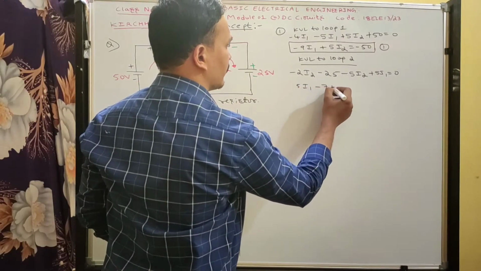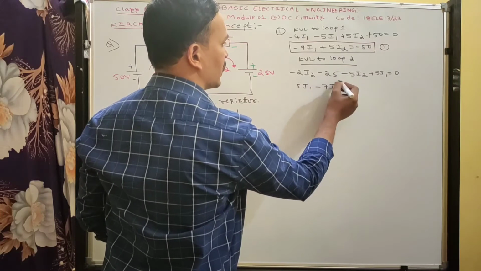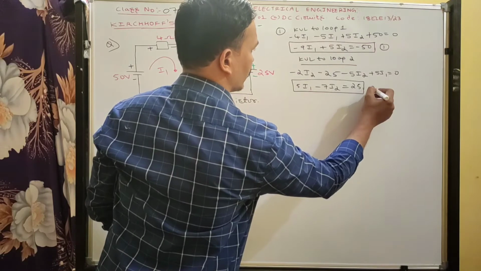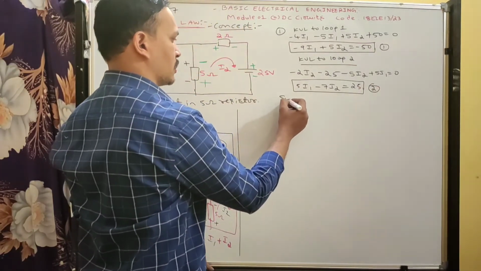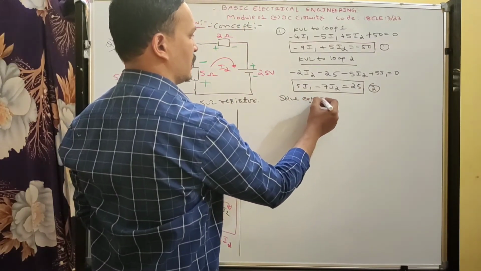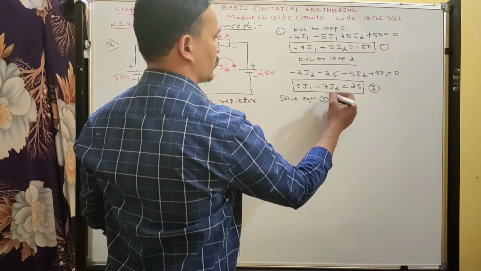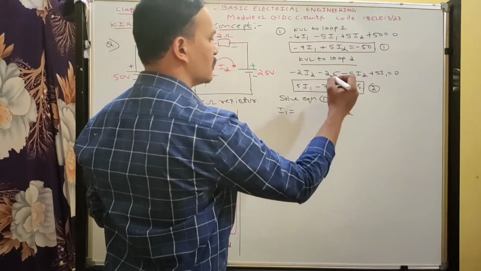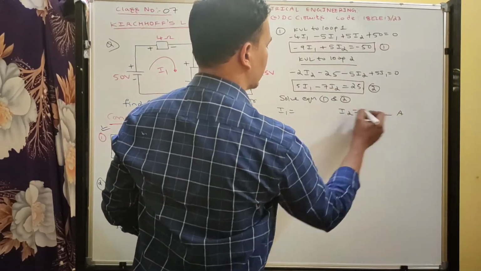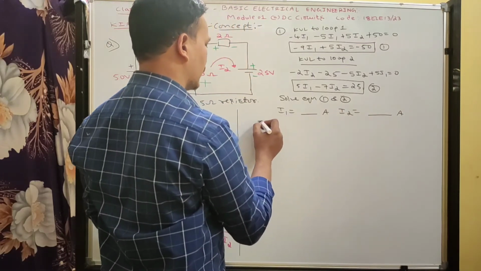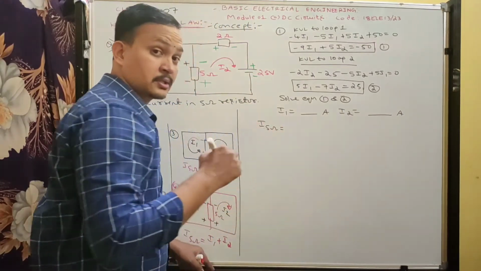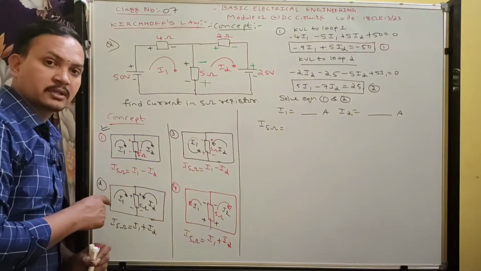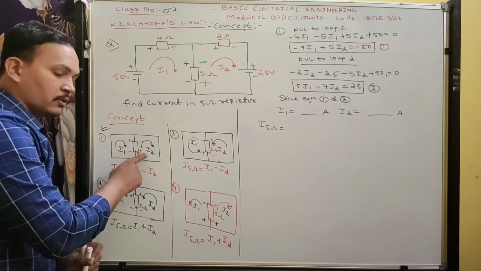Okay, now simplify this. 5 I1 minus 7 I2 equals minus 25. Take the right side, it becomes plus 25. So that is equation number 2. Now you should solve equations 1 and 2. Solving equations 1 and 2, you will get some value of current I1 and some value of current I2, some amperes. Then the current flowing through the 5 ohm resistance is asked in the question. What is the current flowing through the 5 ohm resistance? Which direction have we considered? I1 and I2, this one.